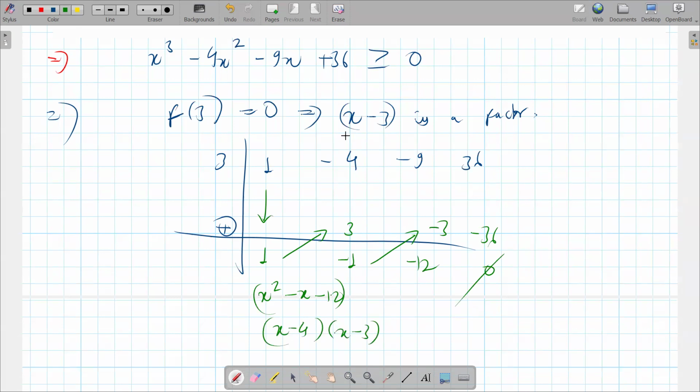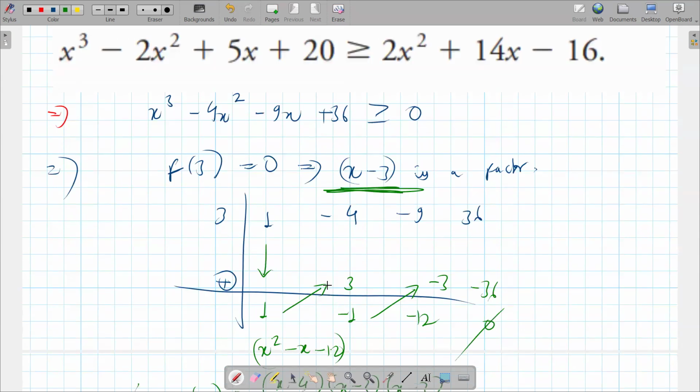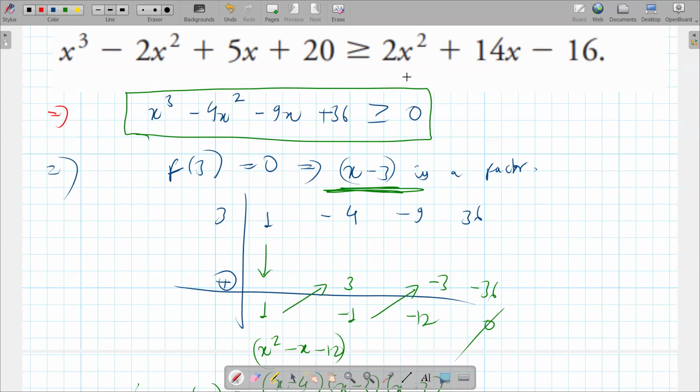And then we had another x minus 3 to begin with. So therefore, our cubic f of x is this. Now, what's the actual question? The question is, when is this greater than 0? Well, that wasn't the question. The question was this, but these two are equivalent.